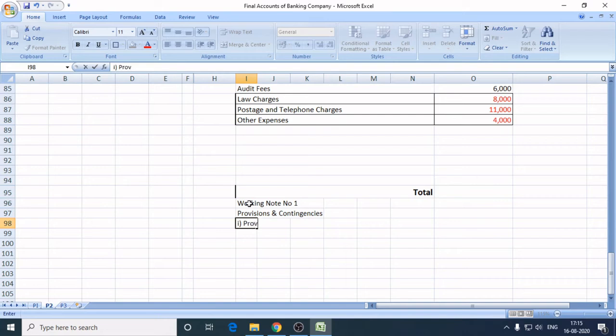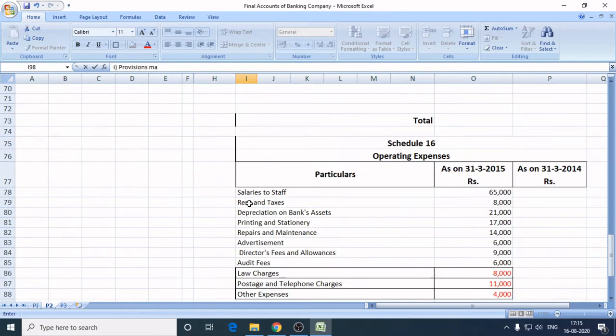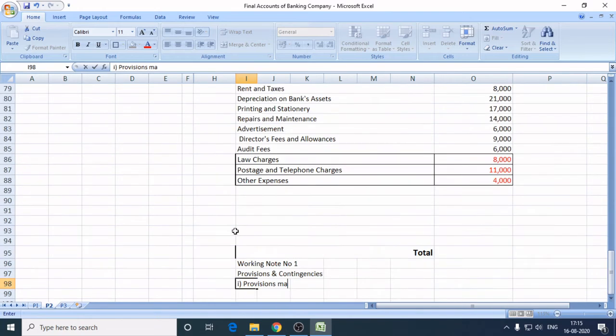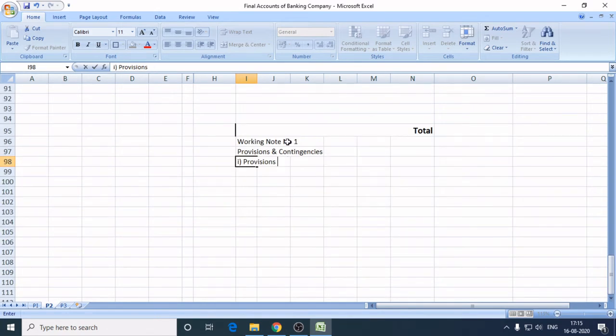provision made for bad and doubtful debt. Provisions made, what is the title? I will just copy and paste it. Provision for bad and doubtful debts. Okay, write off bad and doubtful debts. And second, we have to make here provision. We have to provide for taxation, provision for taxation.